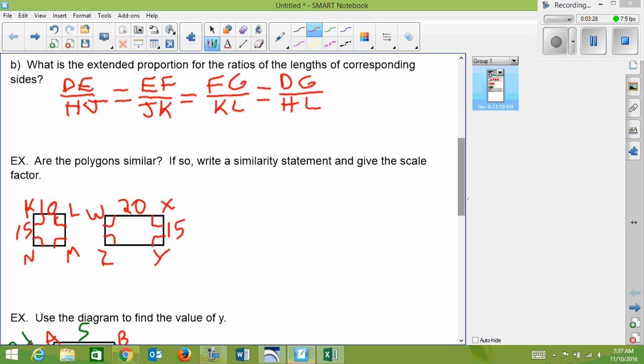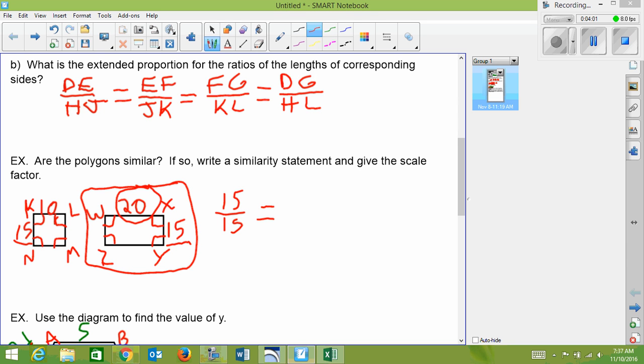Another example: are the polygons similar? If so, write a similarity statement and give the scale factor. I can tell all the angles are right angles, so I don't have to worry about that. The first thing you have to look at is, are all of the corresponding angles congruent? And they are in this case. Then I need to look at the side lengths. So 15 right here over 15. And I need to see, is that equal to, if I started with this big one first, then I need to start with that one first the second time. So 20 over the 10 here. And you can see that that's obviously not equal.